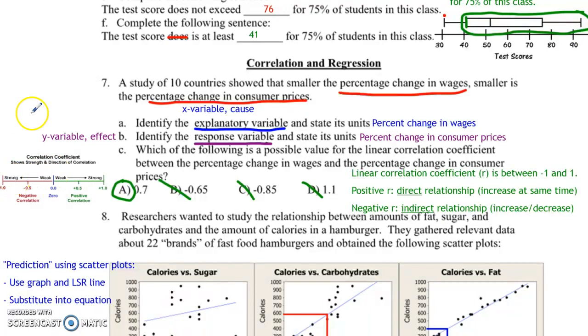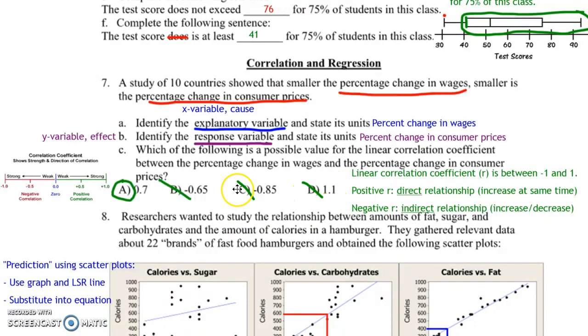If it's -1 or +1, let me slide this over a little bit so you can see the negative. There you go. If it's -1 or +1, that means it's strong. -1 means it's strong negative, which means it's going downwards. +1 is strong positive, which means it's going upwards. In this case, the only legitimate answer is 0.7 because we're looking for a number between -1 and 1.